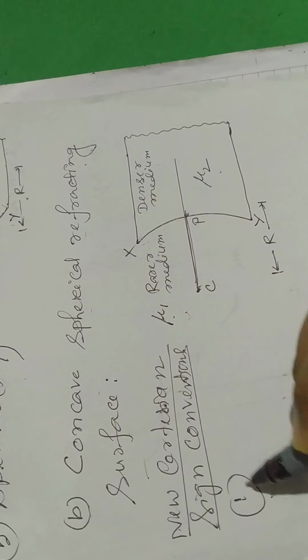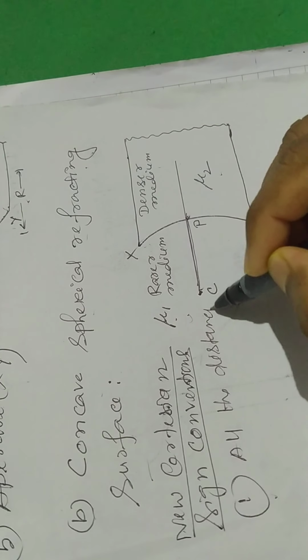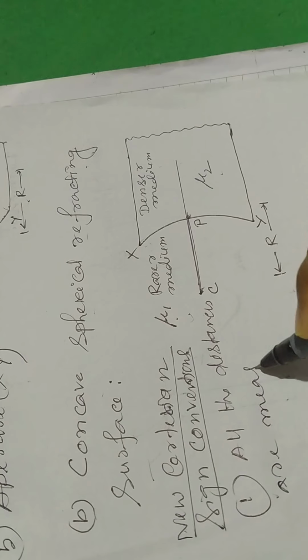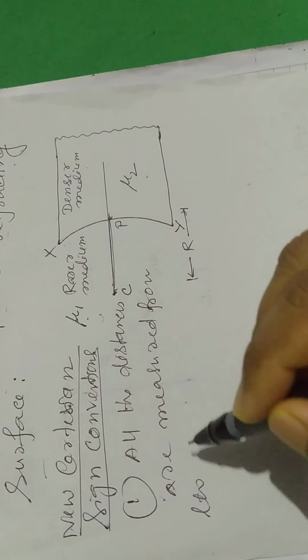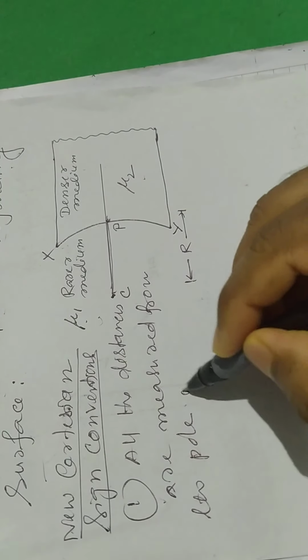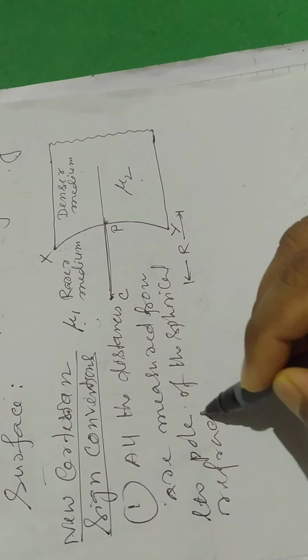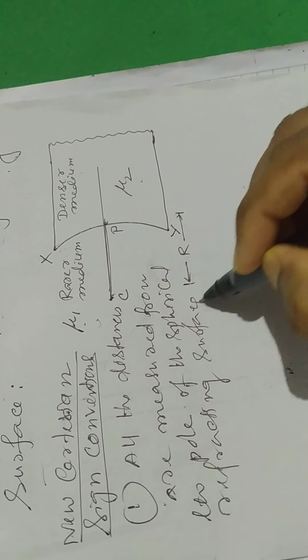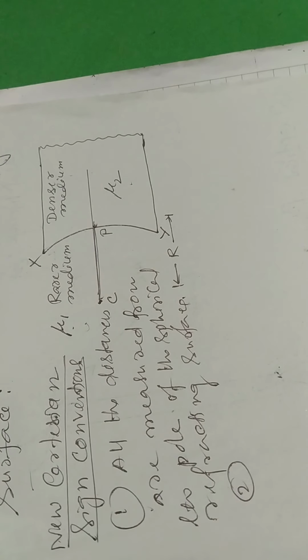Number 2, the distances measured in the direction of incident ray are taken as positive, and in the opposite direction of incident ray are taken as negative.